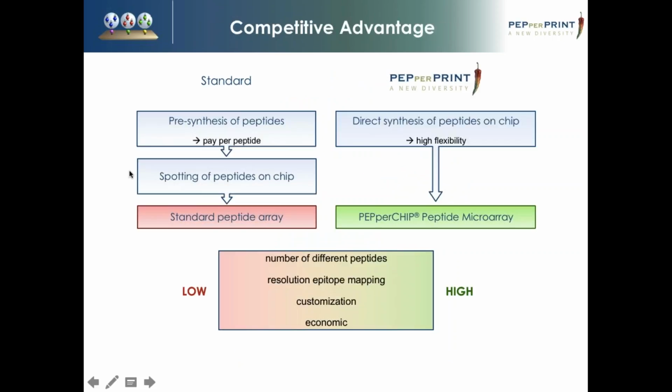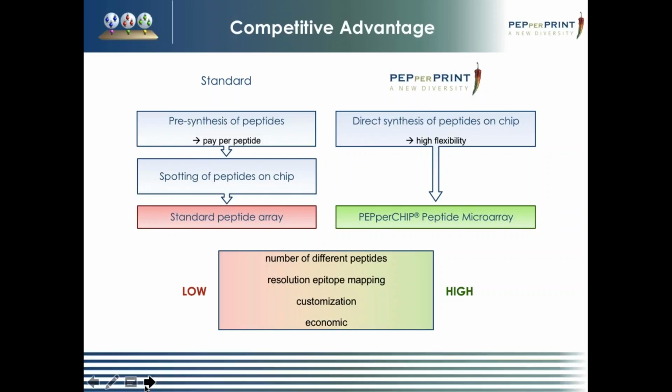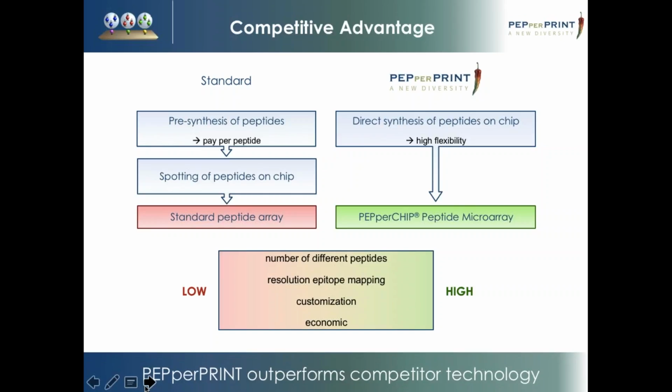So this process of direct synthesis of peptide on a chip allows a competitive advantage that saves material time and cost to other technologies which require pre-synthesis of peptides and then spotting of those peptides on the chip. So this extra step increases the amount of time it takes to make the chip. It increases the cost since you're paying per peptide and not per chip. And probably most importantly, it increases the amount of peptides per chip. So essentially you get a lower resolution epitope mapping. So in conclusion, PEPperPRINT outperforms the competitor technology.